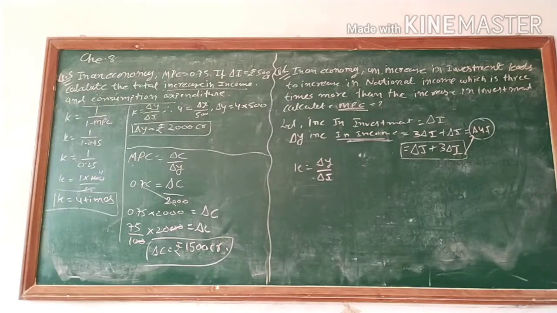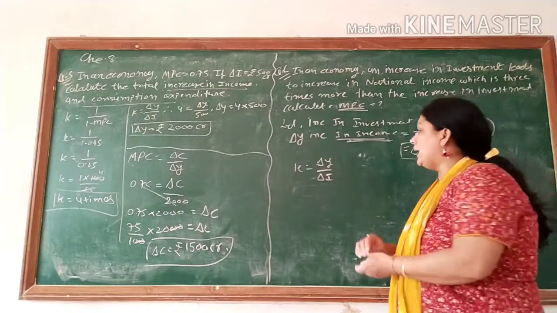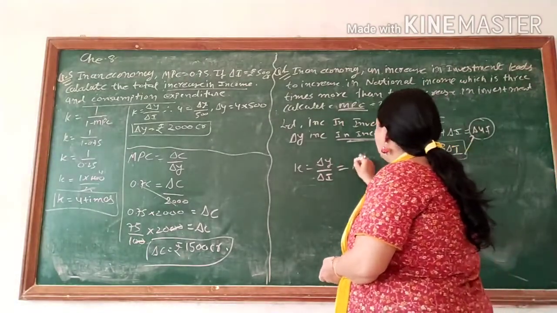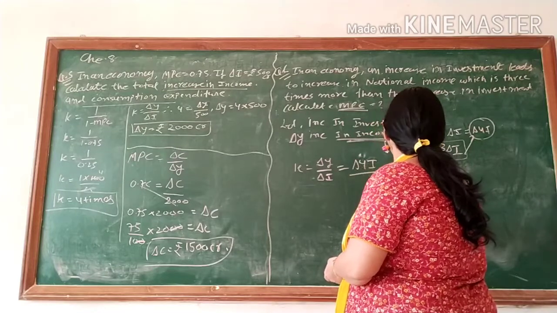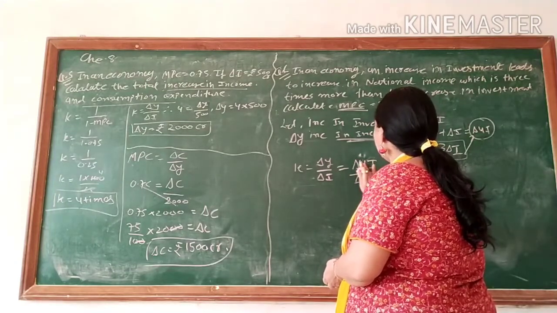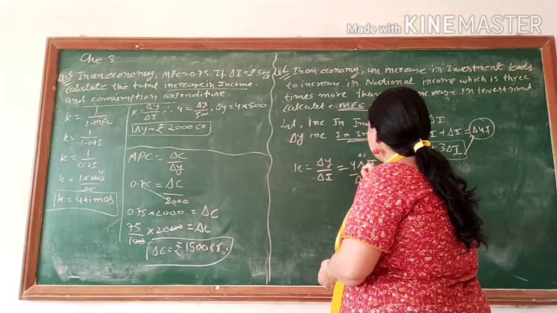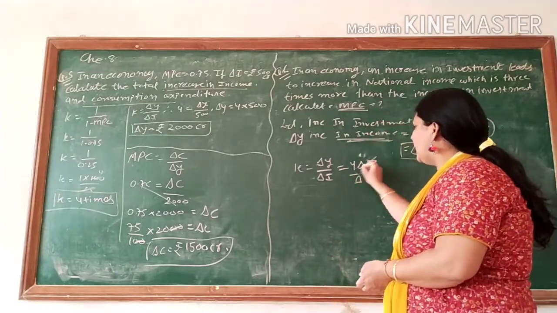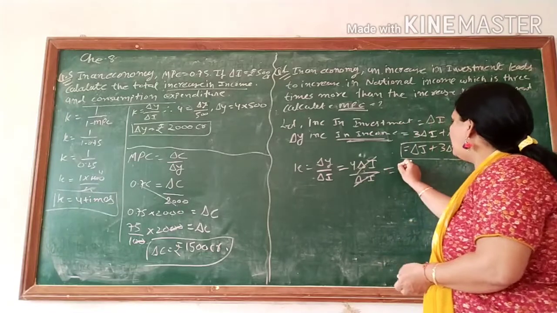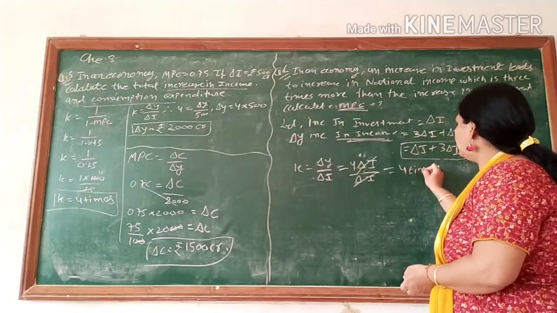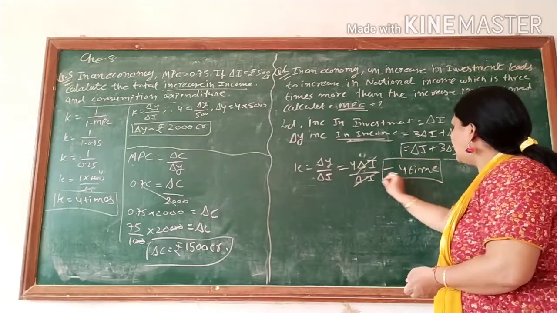In an economy, an increase in investment leads to the increase in national income, which is 3 times more than the increase in investment. Clear? So just find out the K first. So what is K? Delta Y upon delta I. What is delta Y? Delta 4I upon delta I. 4 delta I upon delta I. Clear? So delta I cancels. Now 4. So K equal to 4 times. K तो मिल गया.